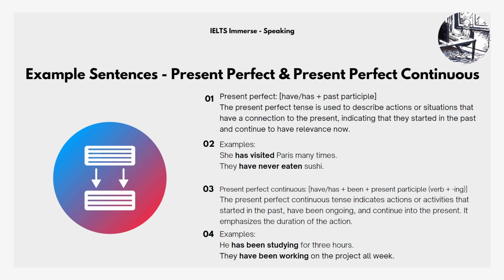And once again, we're talking about something that started in the past, has been ongoing, and continues into the present. He has been studying for 3 hours right now. But of course, that occurred during the past as well, but it's still relevant right now. It's not a completed action.